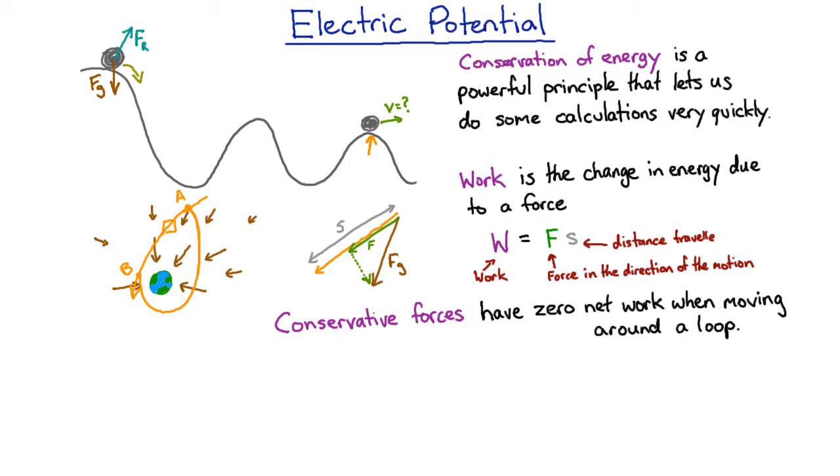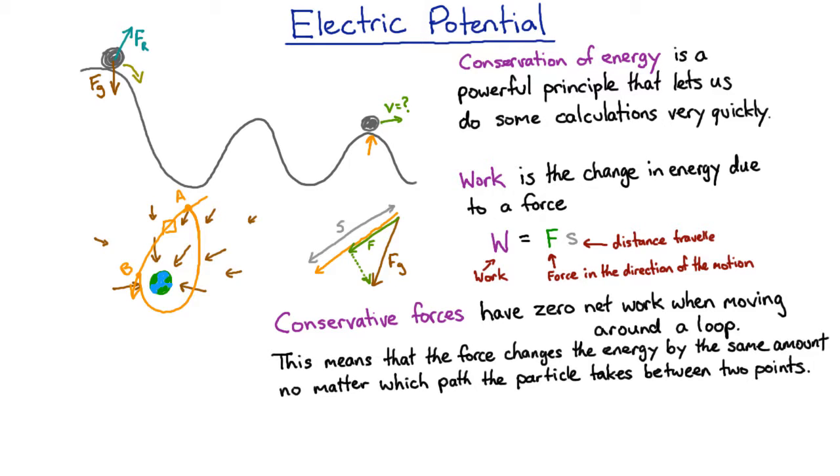That means I have to do the same amount of work no matter which path I take going from A to B. So going one way from A to B, I'll do a certain amount of work and change the energy by a certain amount. And if I go a completely different way, I'll also have exactly the same amount of work and change the energy by the same amount.